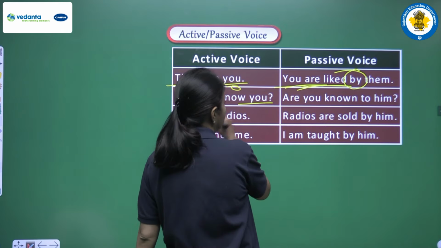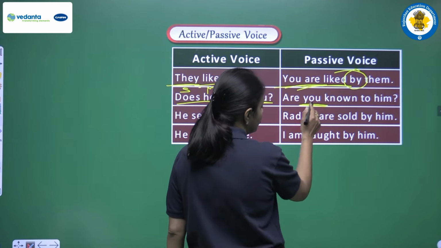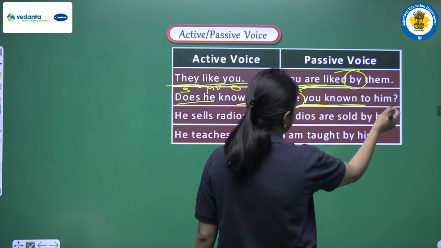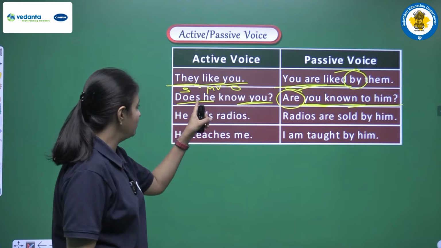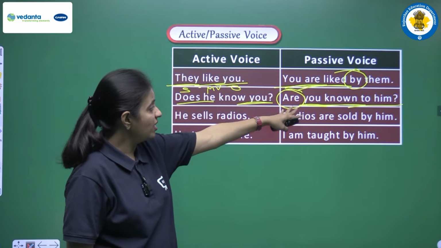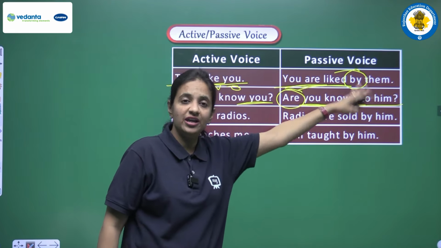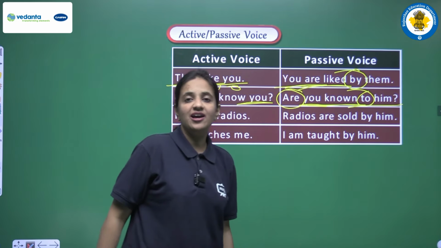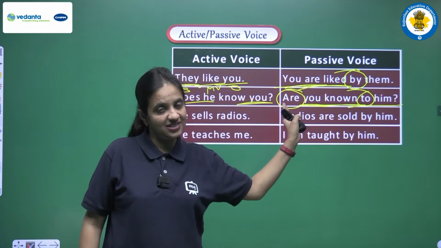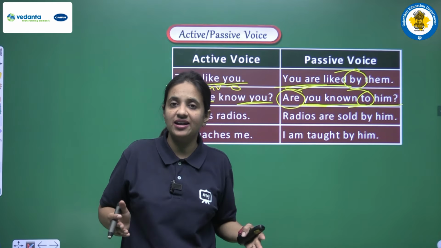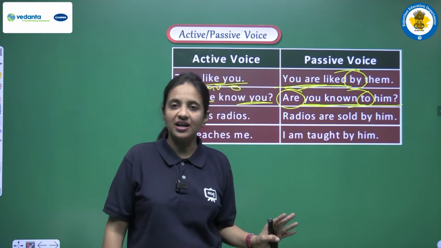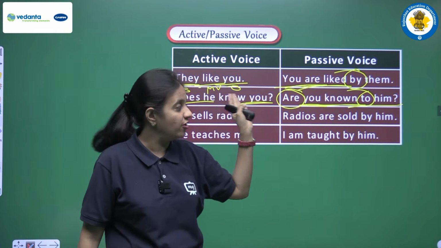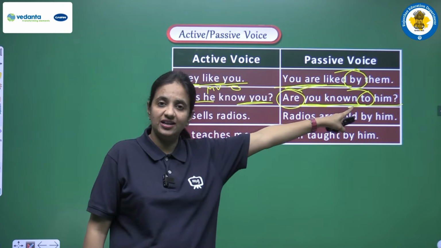So first of all, let's see the object. We have you. So for you, we will use are in the beginning. Are you? Third form of know is known to him. So here we have: does he know you? And now our answer will be: are you known to him? And students, don't get confused about why we have to here, why are we not using by here. This is something we will discuss in detail in further videos, that yes, sometimes in place of by we have to use some other prepositions also. So according to that we are using to here, right?